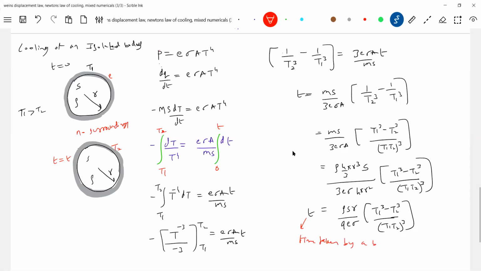Time taken by a body to cool down from temperature. Kelvin, it is not in degrees Celsius. You have to be very careful about one more thing. What is the time taken for the temperature to vary from 1000 degrees Celsius to 700 degrees Celsius? Convert that into Kelvin, that you have to substitute, where T1, T2 are in Kelvin strictly.